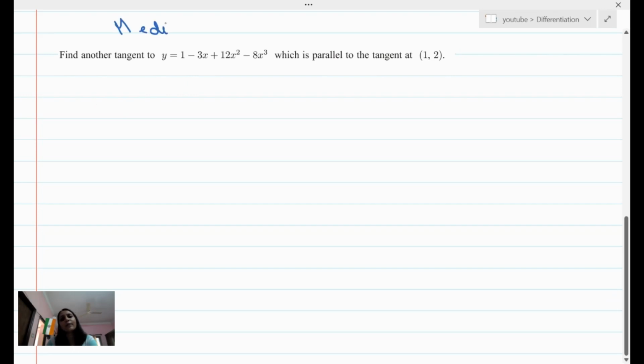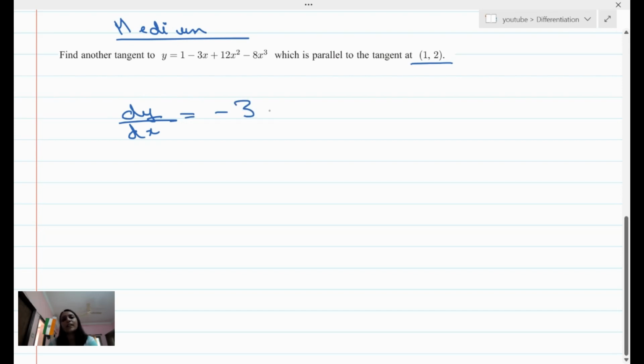This would be a medium difficulty question. So here we have to find another tangent to y is equal to 1 minus 3x plus 12x squared minus 8x cubed, which is parallel to the tangent at 1 comma 2. So the first thing is always to find the slope of the tangent, which is just by differentiation of the function. So let's differentiate this function.